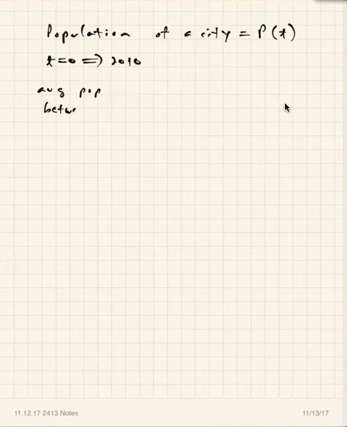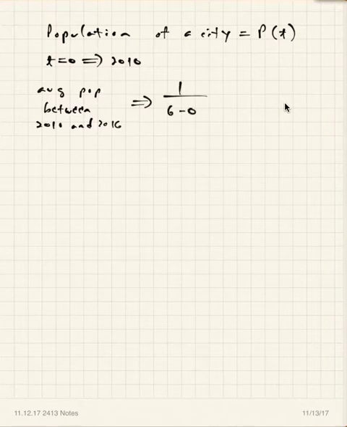between 2010 and 2016 would be given by this integral: 1 over 6 minus 0, that is, 1 over b minus a, times the integral from 0 to 6 of our population function, P of t dt. So that would actually be our average population there.